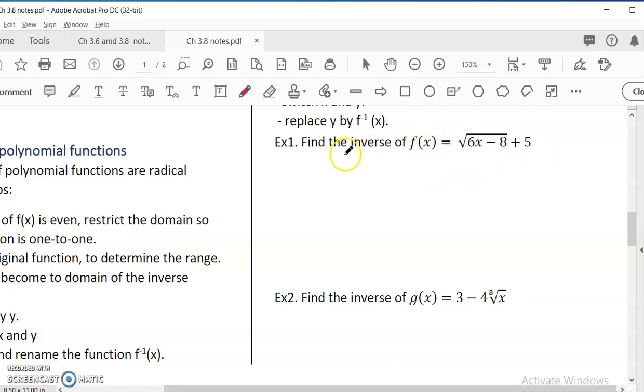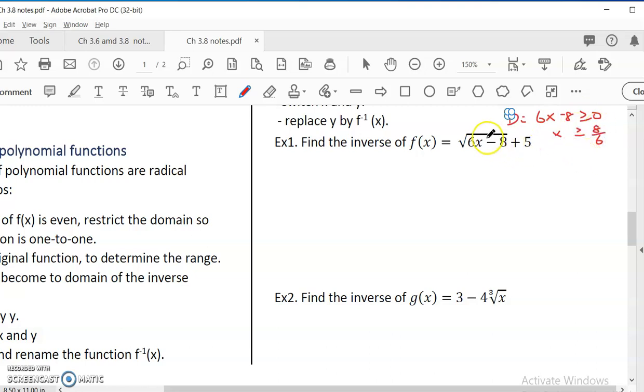So for example, the first one: find the inverse of square root of 6x minus 8 plus 5. I think I did part of it in the last video, but I'll redo it because I don't think I finished it. First we do the swap. Actually, we can figure out what this function is about in terms of the domain and range. The domain of a radical function is where the inside is greater than or equal to 0, so x is greater than or equal to 8 over 6.